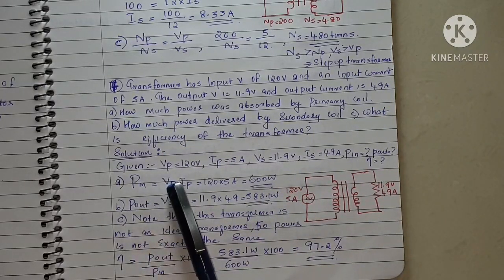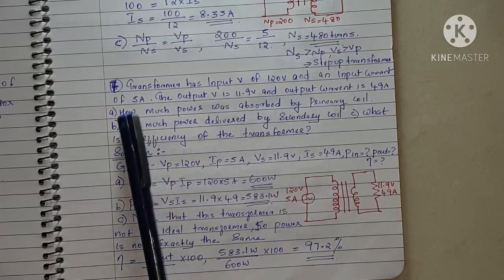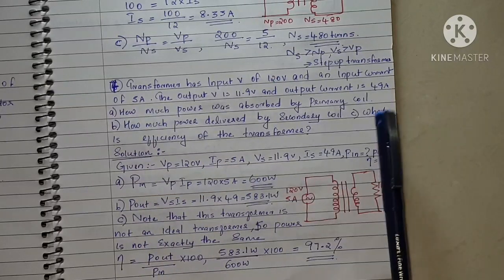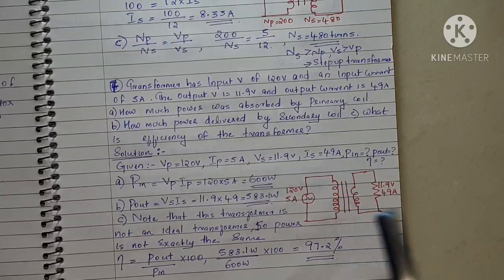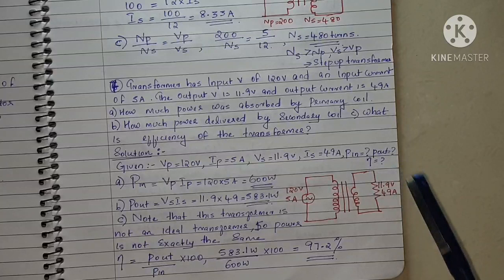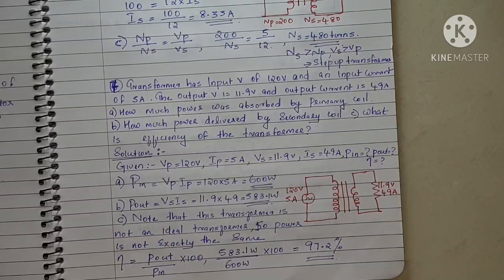It is given VP equal to 120 volt, IP equal to 5 amps, VS equal to 11.9 volt, IS equal to 49 amps. We need to find out P in, P out and efficiency. We know that P in equal to VP into IP, that is 120 into 5 amps equal to 600 watt. Second, we need to find out the P out. P out equal to VS into IS means 11.9 into 49 equal to 583.1 watt.